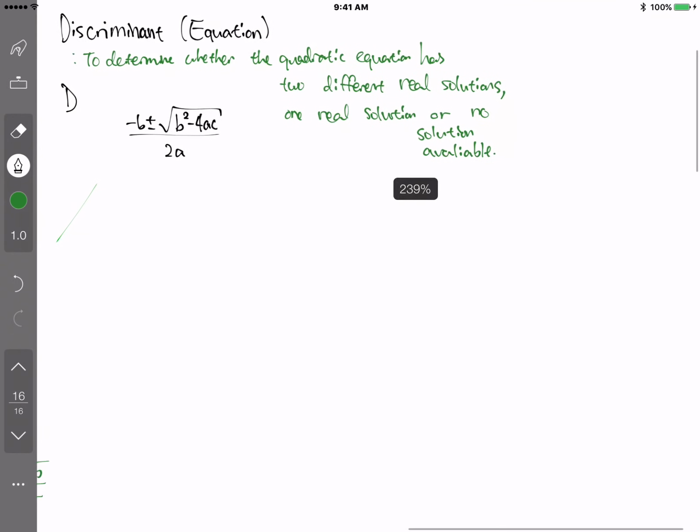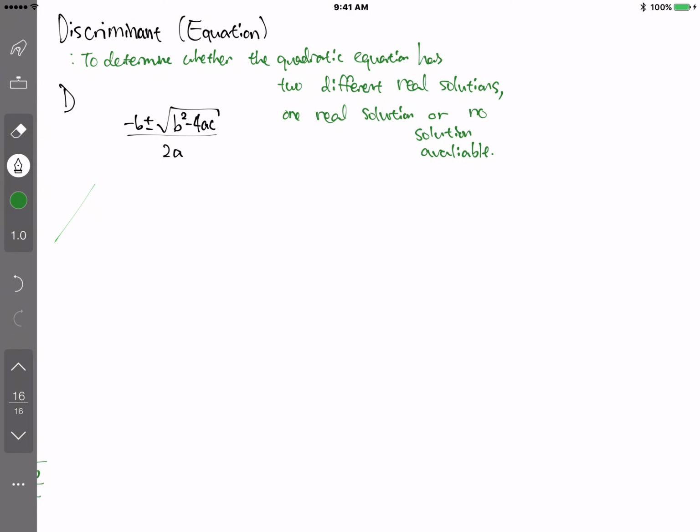Here we go. This is called the discriminant equation. It determines whether the quadratic equation has two different real solutions, one real solution, or no solution as well. You can call the non-solutions imaginary, since they also contain the imaginary unit. So let's start.